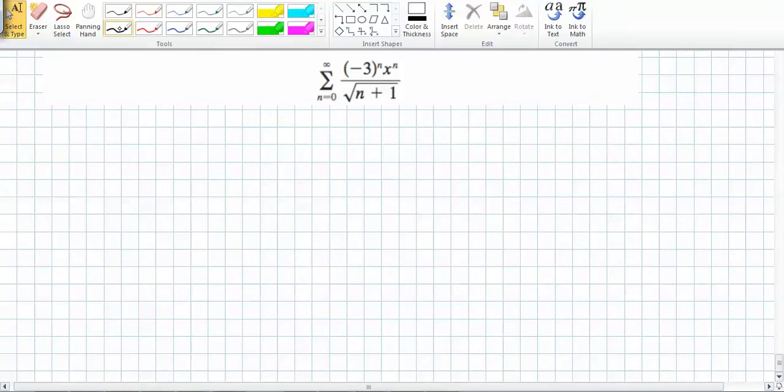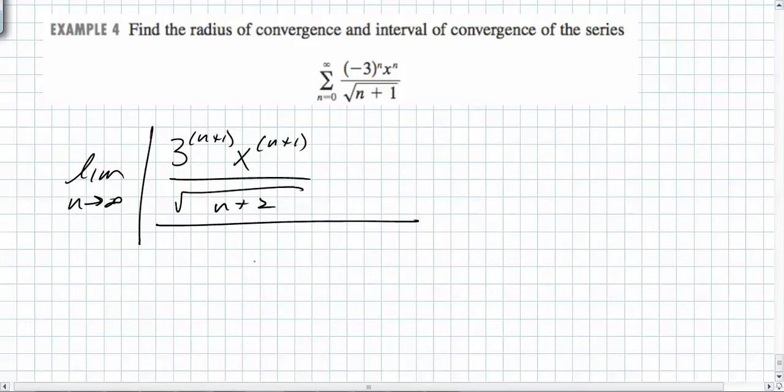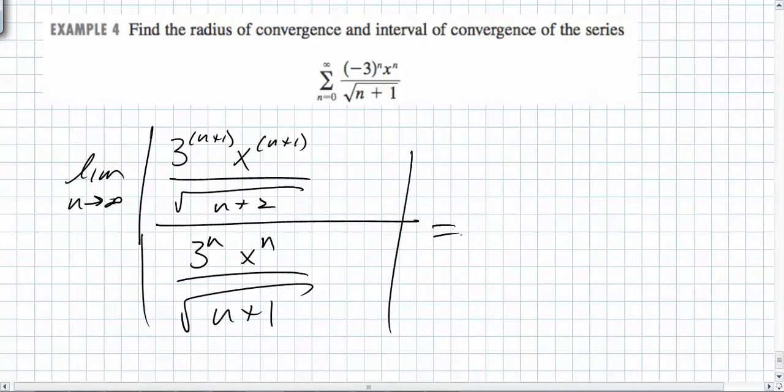What test are we going to run? Yay, ratio. Limit as n goes to infinity of, can we drop the negative 3n thing, or do we have to keep it in there? You can kick the negative out though, right? So what do we end up with? 3 to the n plus 1 x to the n plus 1 over square root of n plus 2, all over 3 to the n x to the n over square root of n plus 1. So we flip that over, we cancel. So what do we end up with?